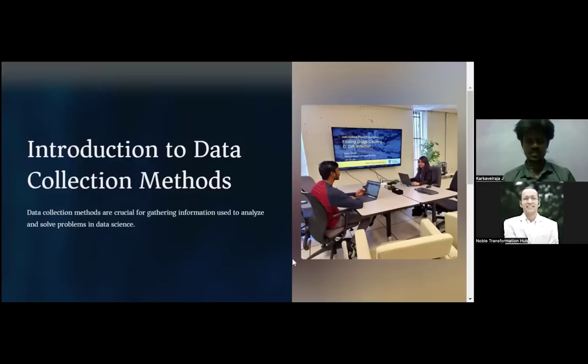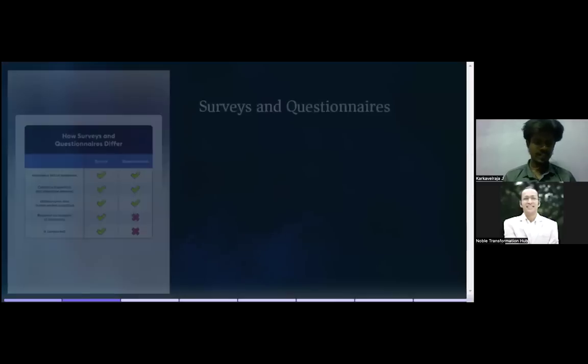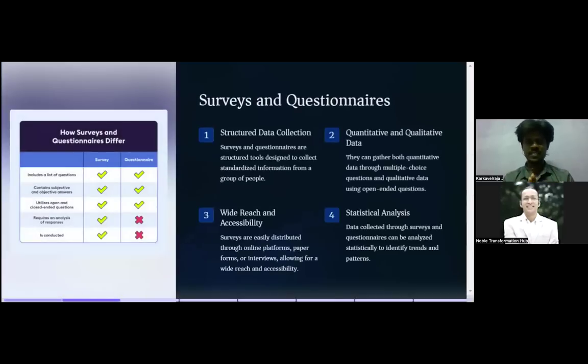Yes, that's true, sir. Next, how can we collect the data? That's a major thing, right? Surveys and questionnaires. These are the base thing in the traditional method of collecting data. First is structured data collection. Surveys and questionnaires are structured tools designed to collect standard information from a group of people. Now we have forms like Google Forms. We just pass them on to people, they fill everything in, and based on that we collect the data.